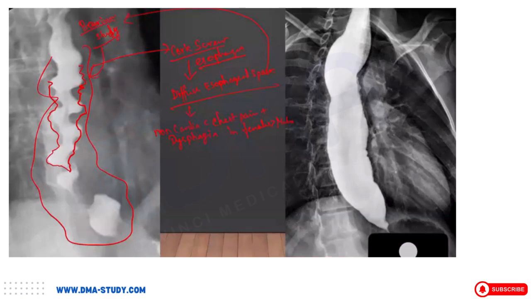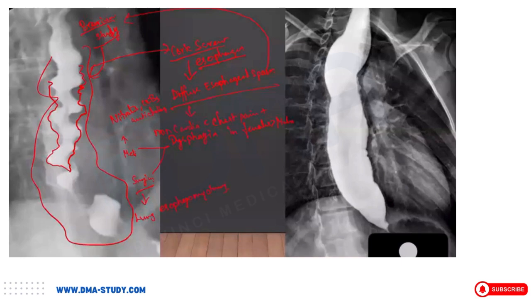Now, what are the things you can do? You can manage it either medically or surgically. Medically, you can give nitrates, CCBs, or anticholinergics. And surgically, you have to do Heller's esophagomyotomy. This is the surgical management for DES.